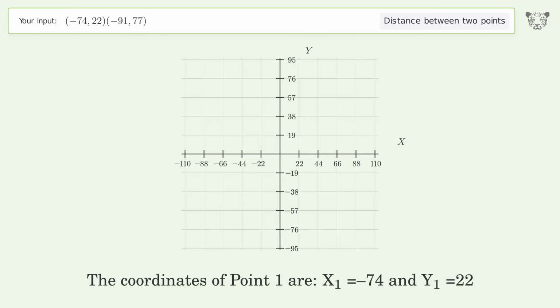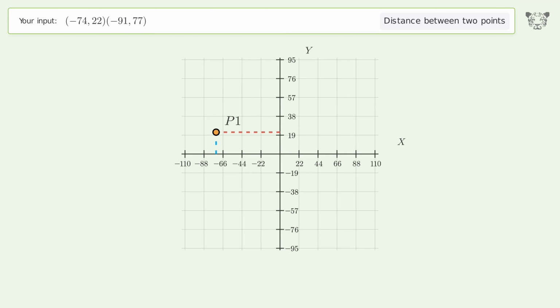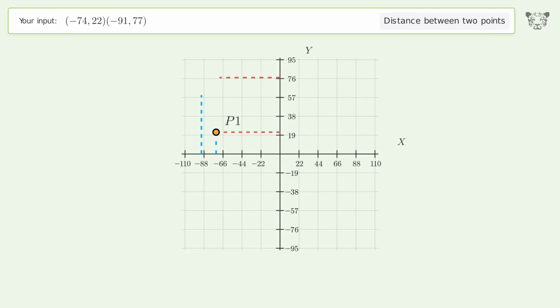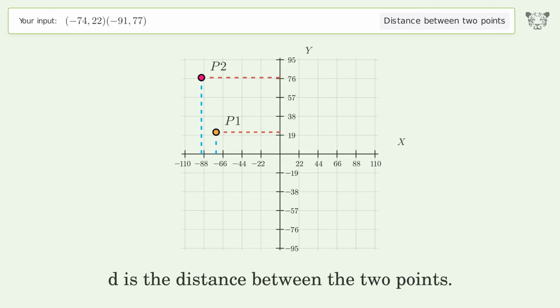The coordinates of point 1 are, x1 equals -74 and y1 equals 22. The coordinates of point 2 are, x2 equals -91 and y2 equals 77. D is the distance between the 2 points.